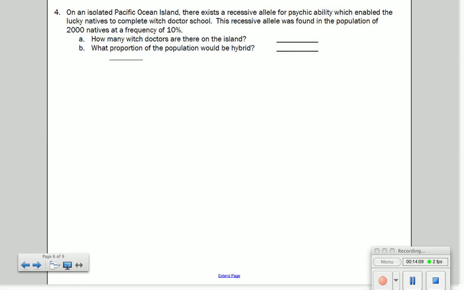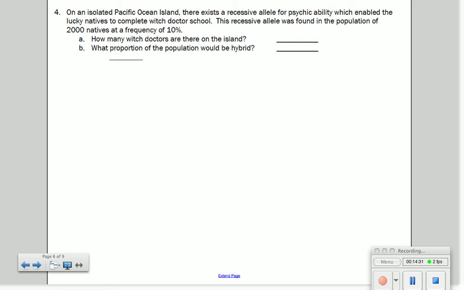Okay, an isolated Pacific Ocean island has a recessive allele for psychic ability, which enabled the lucky natives to complete witch doctor school. This recessive allele was found in the population of 2,000 natives at the frequency of 10%. And so it's asking how many witch doctors are there on the islands.